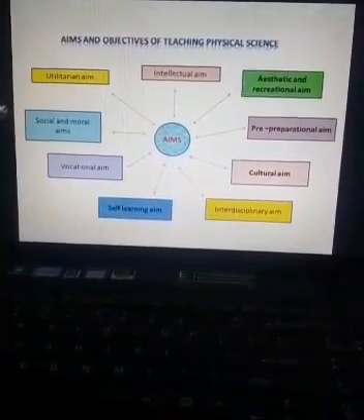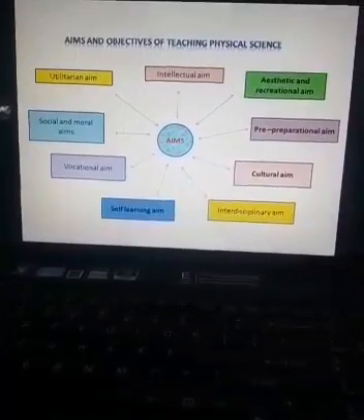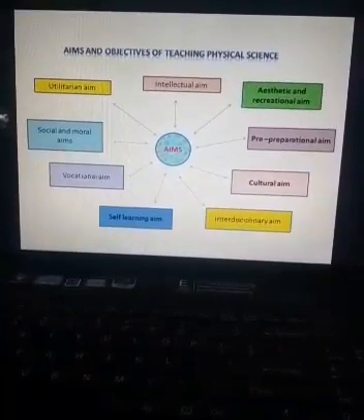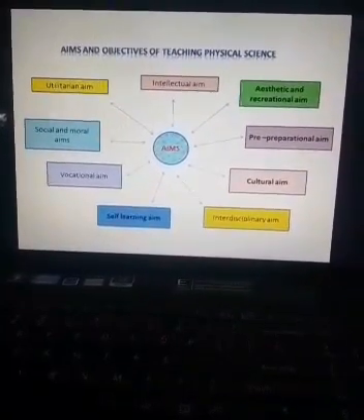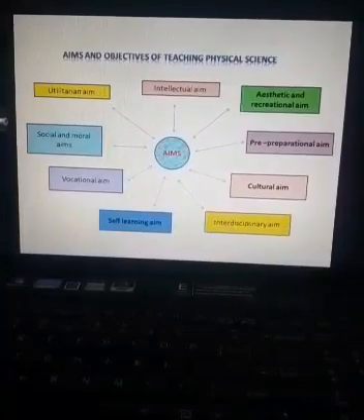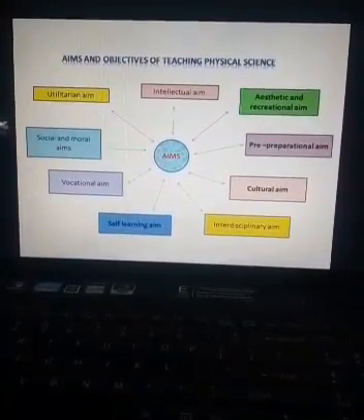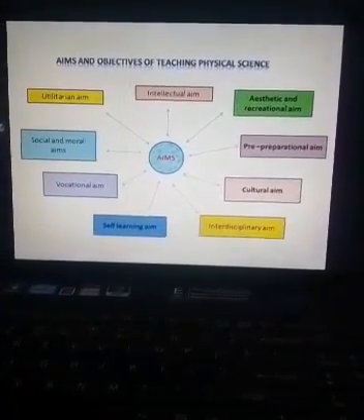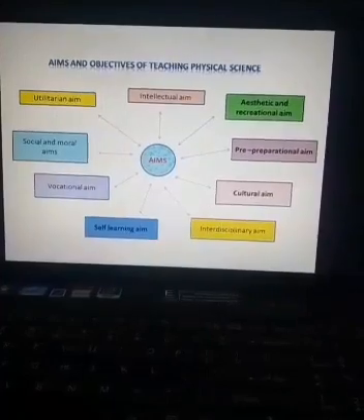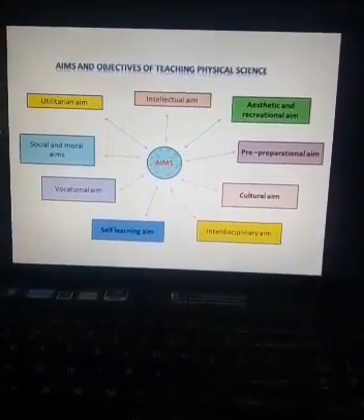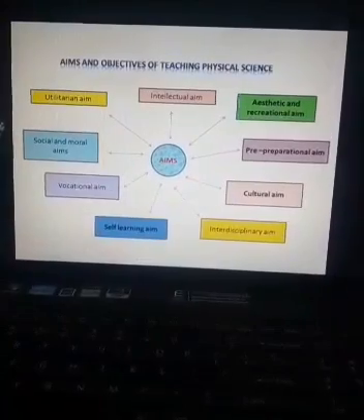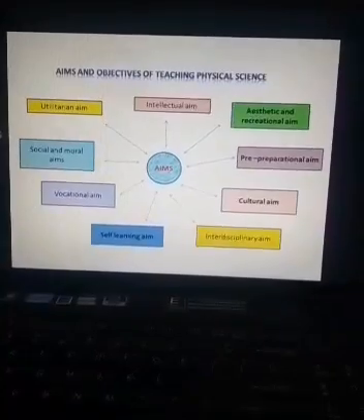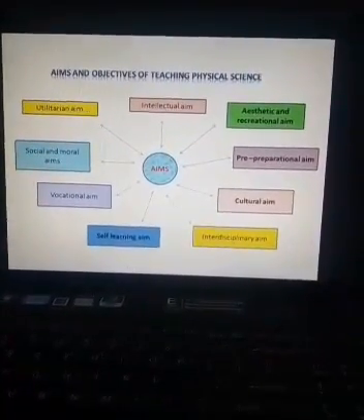Then is social and moral aims. Society is important for us. We live in a society and it is important that we live with norms. So how to live in a society, how to maintain that hygiene, how to maintain those norms, how to behave, and how to build those qualities in society including the moral values is important, and these things are inculcated through science. Finally is the utilitarian aim, that whatever has been taught, has been understood, is utilized in life.